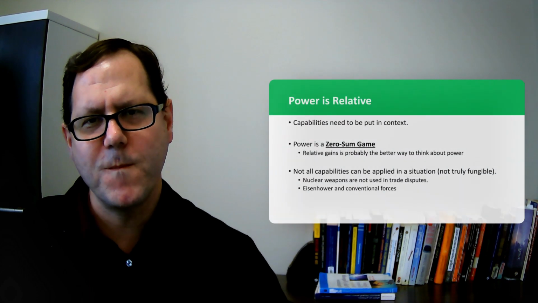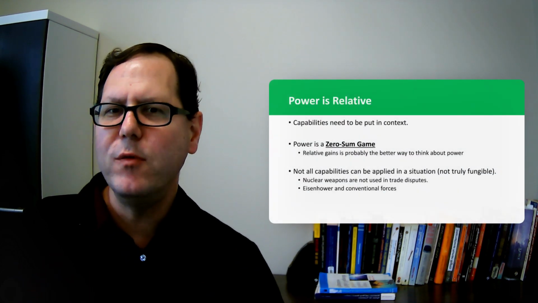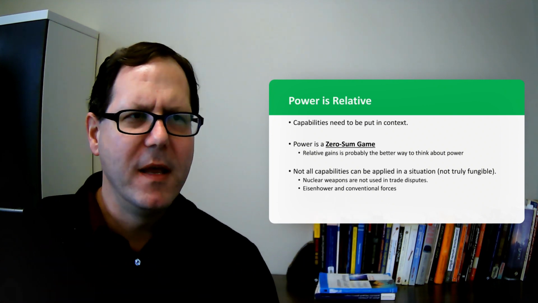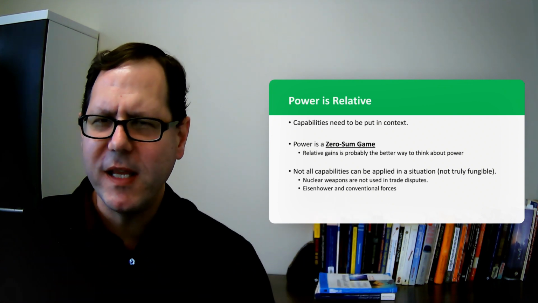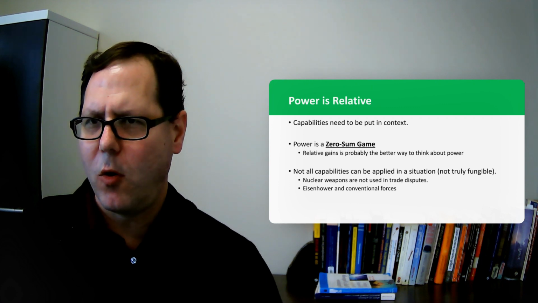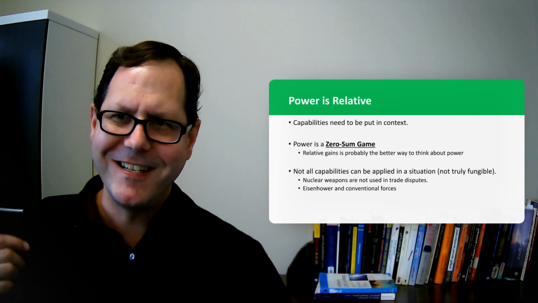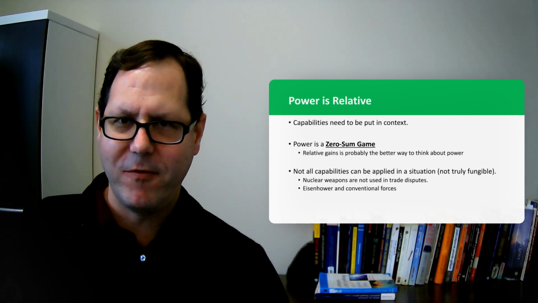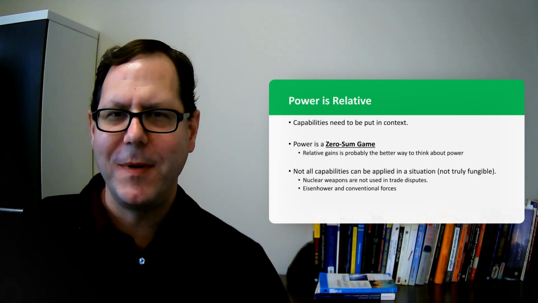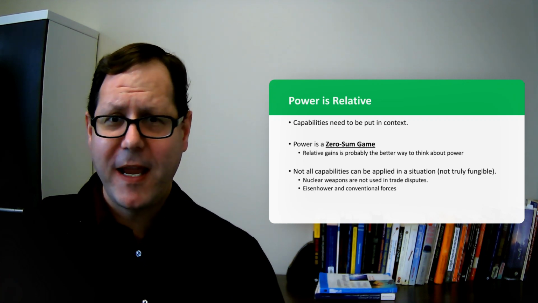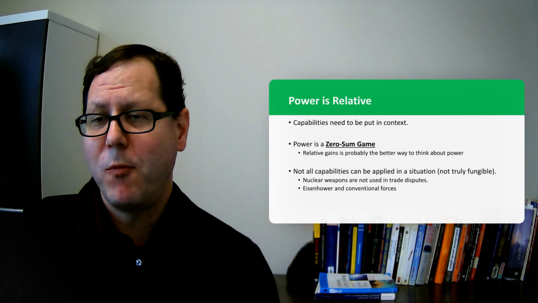But again, counting in terms of the population size you have, or the size of your economy or military budget, really doesn't do us a whole lot of good, because if we go back to that original definition, power is the ability to get somebody else to change their behavior. And that needs to be taken into consideration of the resources that they have. And so the capabilities that you have need to be put into context.